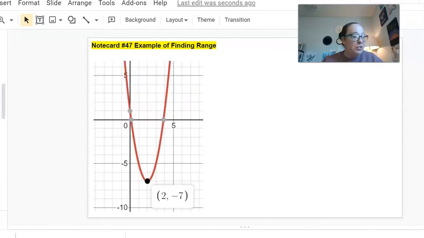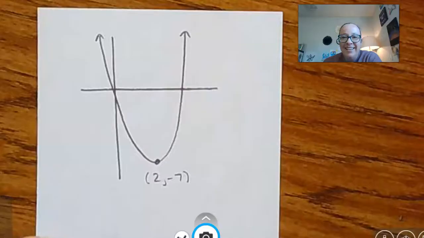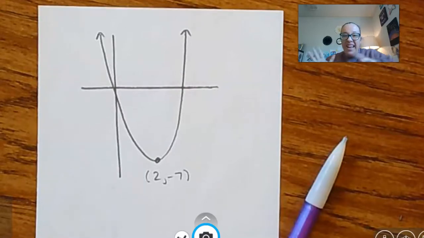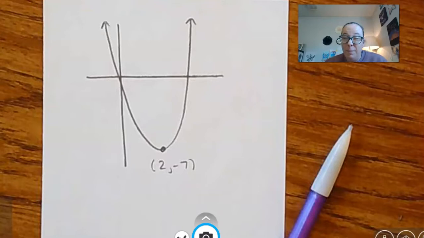So now it's time to do an example of range. This is the same graph that I had before, and I want to show you the smushing thing I talk about. Okay, so here's another version of the graph. And remember, with domain, parabolas that open up and down always have negative infinity to infinity. Of course, that's something you can memorize, but I'd rather you understand why.